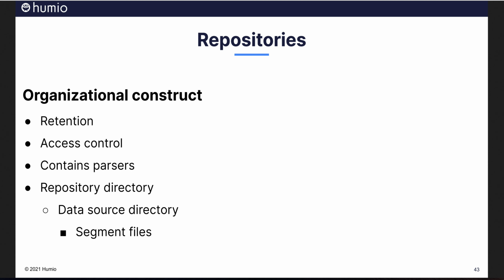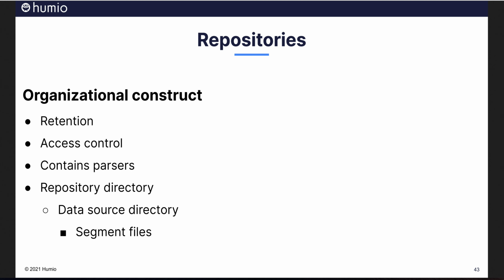First is repositories. When data is sent to Humio, it will be stored in a repository. This is how Humio organizes data. Humio repository needs are different for each Humio implementation. Sometimes there will be a repository per project or system or group of users.